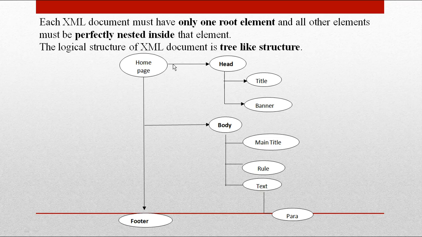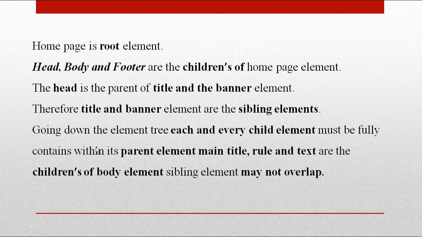Now here you can observe that home page is a root element, and inside the home page there are two elements, that is we can say child, it is a parent and it's a child, or we can say it is a grandparent and it's a parent, head and body. And under head and body, head has its child tags, that is title and banner, and body has its children, that is main, title, rule and text. And text also has one sub tag or child tag, para. Okay, so this is a simple tree-like structure of the document.